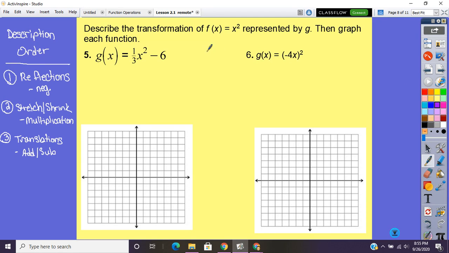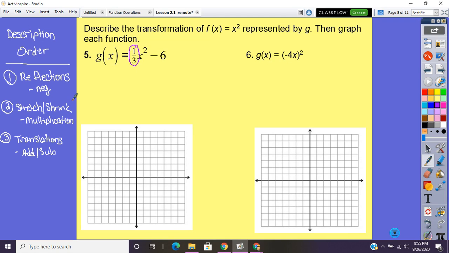Let's look at problem 5 here. Do I see any negatives? This subtraction is not a negative. So do I see any negatives? No. That means I don't have any reflections. All right, stretches and shrinks. Do I see any multiplication? Yes, I see a multiplication of 1/3. That means I have a stretch or a shrink. So now I have to determine, is it a stretch or is it a shrink?